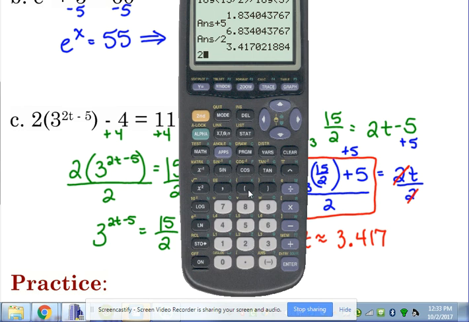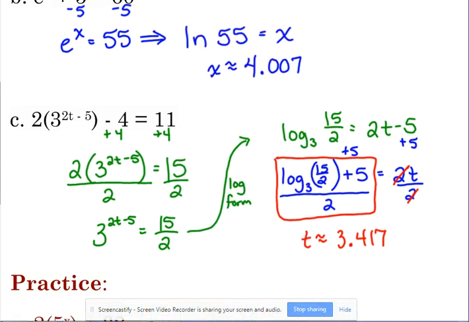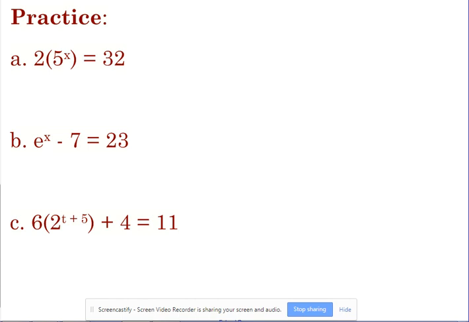I know it takes time, but I always check my answers, and I try and check them in front of you guys to try and get y'all in the habit of checking your answers so you can find some of your careless mistakes. So plug it back in, we get 11, we're good. Okay, so try these couple of practice problems.